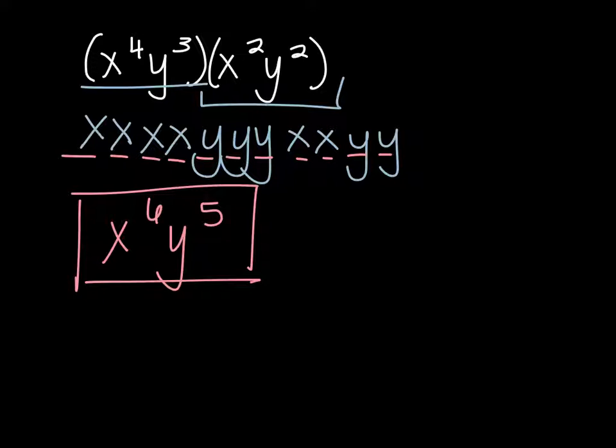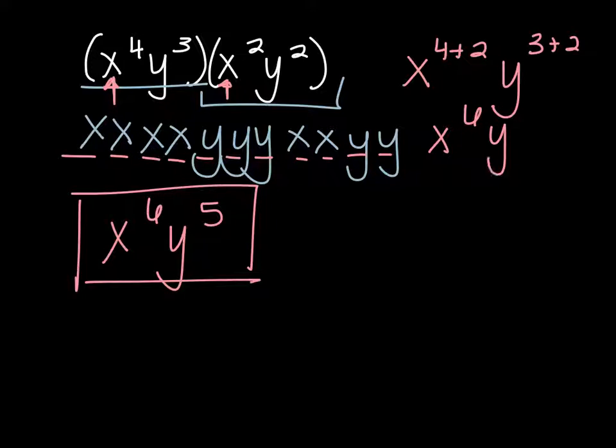The rule states if I have the same bases, so for example, my x's, then I can add the exponents, 4 plus 2. Y's, 3 plus 2, which is x to the 6th, y to the 5th. So here's another way to explain that answer.